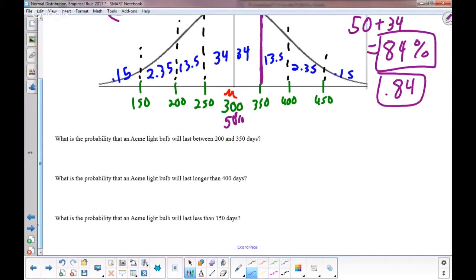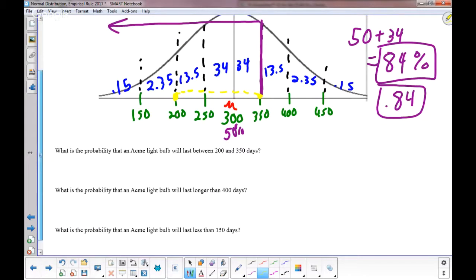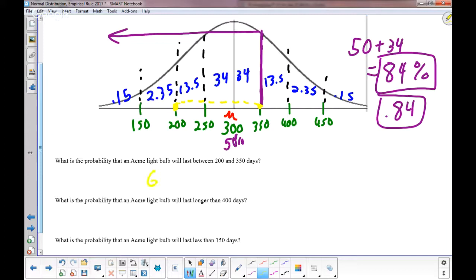All right, let's look at another question. It says, what's the probability that an Acme light bulb will last between 200 and 350? All right, so now we're talking about 200 to 350. So we're talking those three. Well, we know the two in the middle here are 68 plus 13 and a half. In this case, that gives me 81.5%. And this is how quickly this can be done. Once you have your numbers down, all we're doing is adding up or subtracting parts. We're not even going to do much else than that.